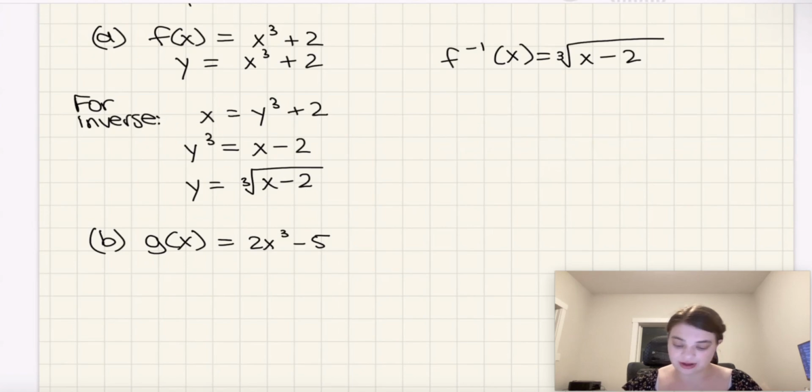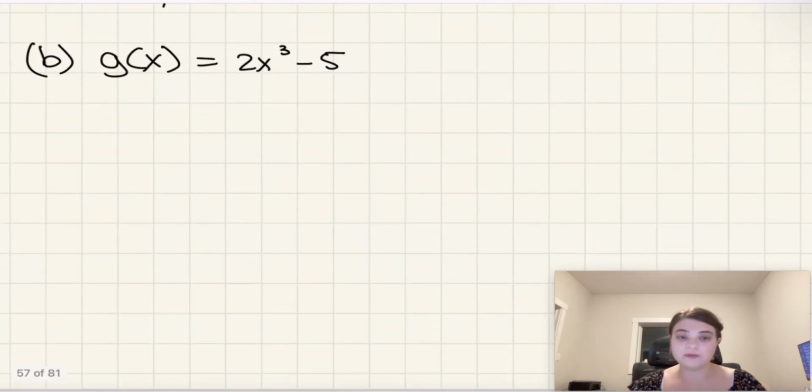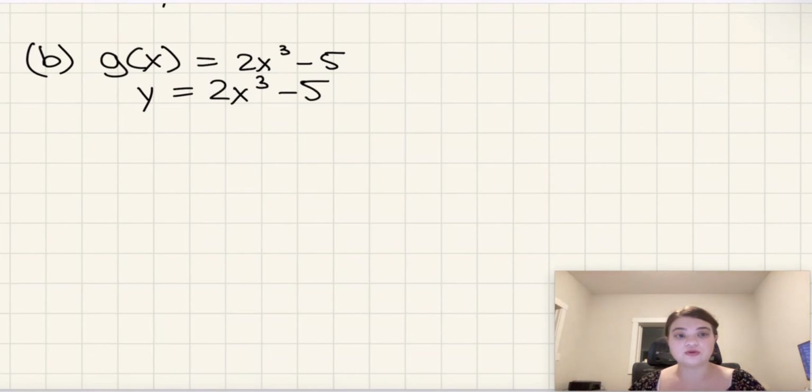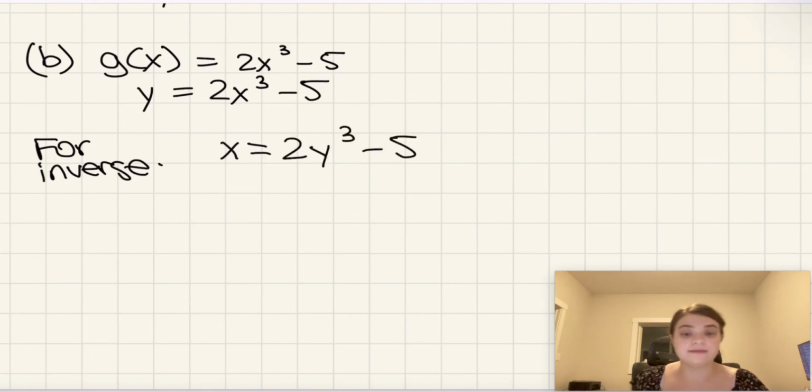Okay, let's move on to the second example here. For the second example, we have g of x is equal to 2x cubed minus 5, so same steps as before. Step 1, let's plug in y for g of x, so therefore y is equal to 2x cubed minus 5. Then we're going to swap x and y to find the inverse. We're going to get x is equal to 2y cubed minus 5.